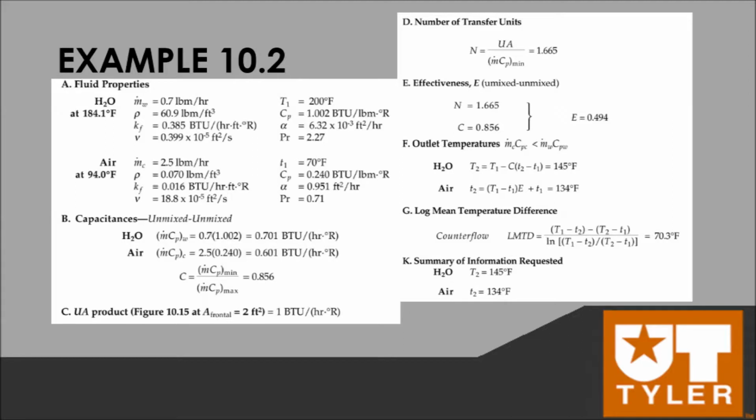Step F. Using equation 10.25 to solve the outlet temperature. The outlet temperature of the water came out to be 145 degrees Fahrenheit, and the outlet temperature of air came out to be 134 degrees Fahrenheit. Step G. Calculate the log mean temperature difference. And the last step, summarize the information requested. The outlet temperature of water is 145 degrees Fahrenheit, and the outlet temperature of air is 134 degrees Fahrenheit.